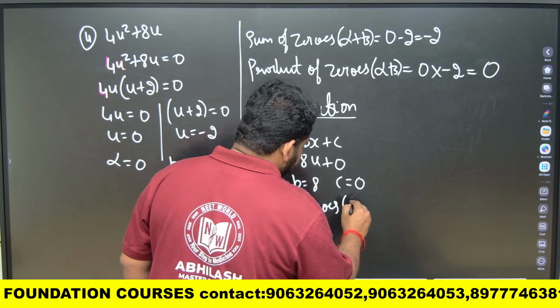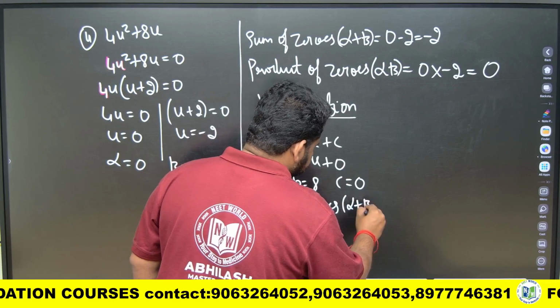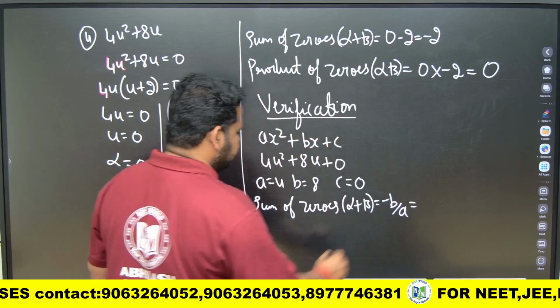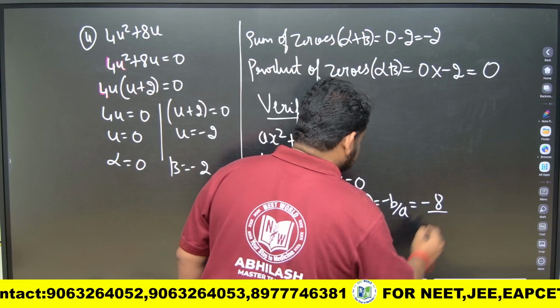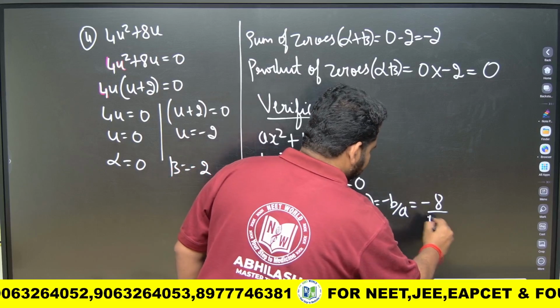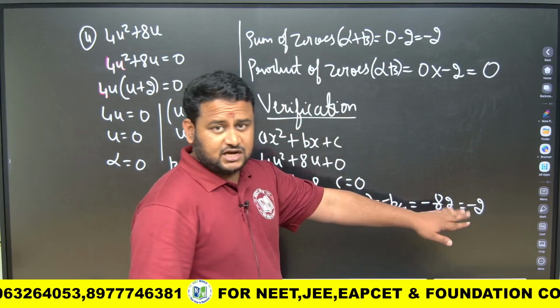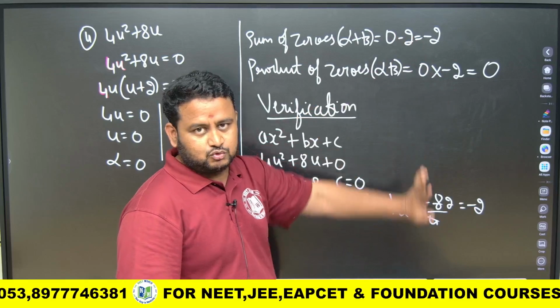Sum of zeros is what? Alpha plus beta is equal to minus b by a. Minus b is minus 8, and a is 4, so 4 ones are 4, twos are 8 over 4, that is equal to minus 2. The sum of the zeros we got here is minus 2, and there also we got minus 2. So it is verified.